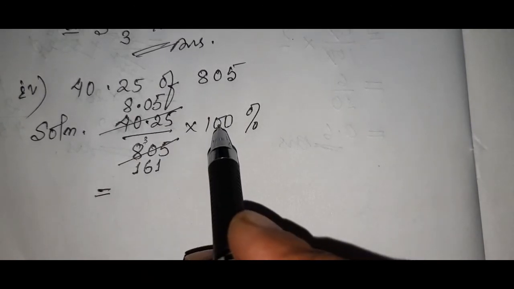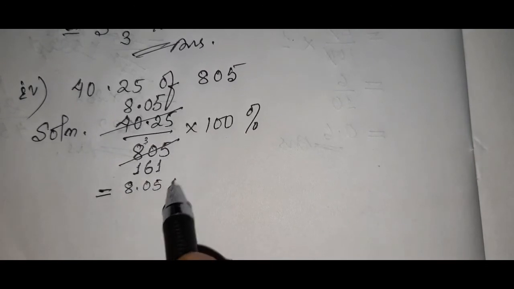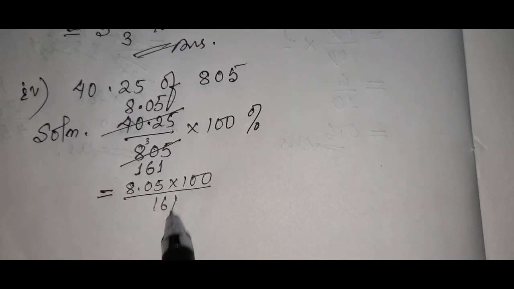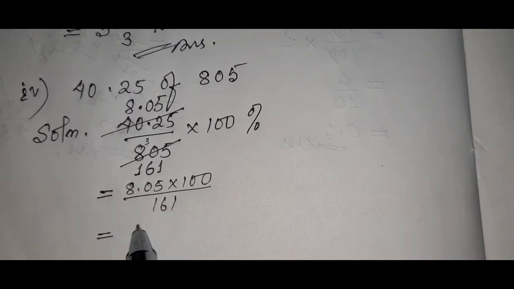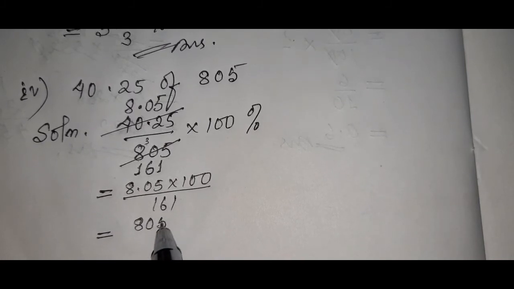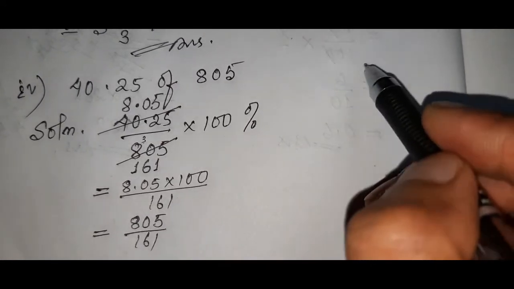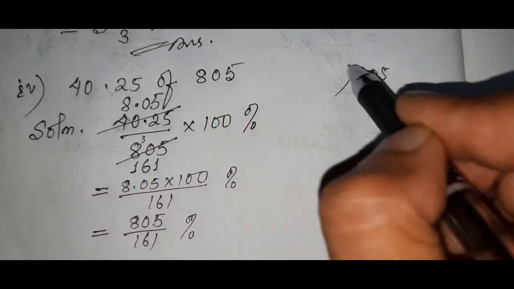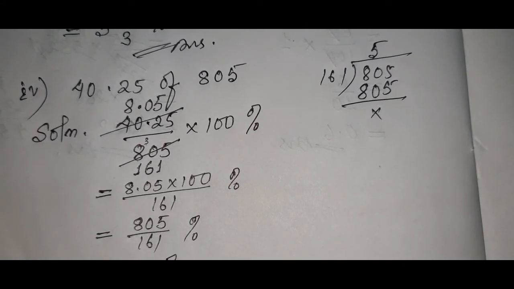Okay, now what you can do is, we'll just multiply and divide. So you multiply here 8.05 into 100, and in the denominator you have 161. Now if you multiply this, you get 805 by 161. Okay, so let's divide 805 by 161. So you get here 5. Okay, so the answer is 5%.